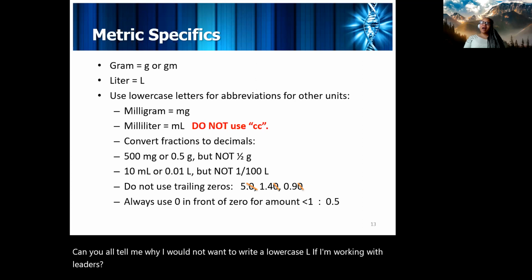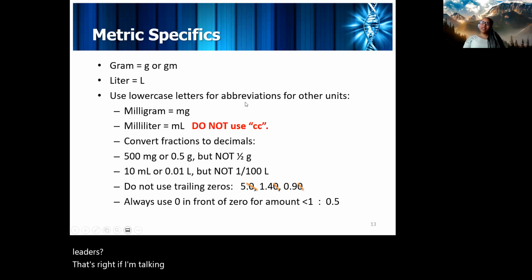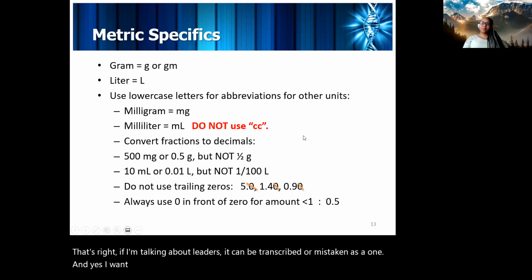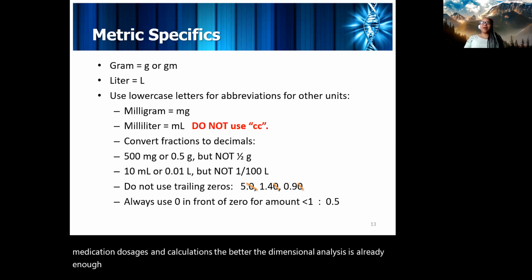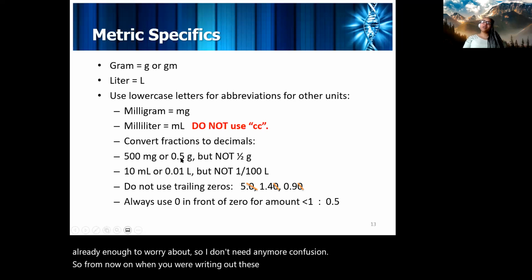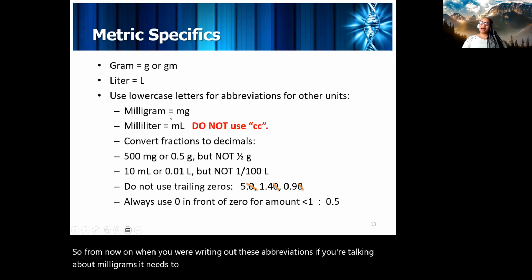That's right. If I'm talking about liters, it can be transcribed or mistaken as a 1. And yes, I want to avoid confusion, because the less confusion when I am doing these medication dosages and calculations, the better. The dimensional analysis is already enough to worry about, so I don't need any more confusion. So from now on, when you are writing out these abbreviations, if you're talking about milligrams, it needs to look just like the milligram abbreviation that you see in this slide. It needs to be a lower m and a g.